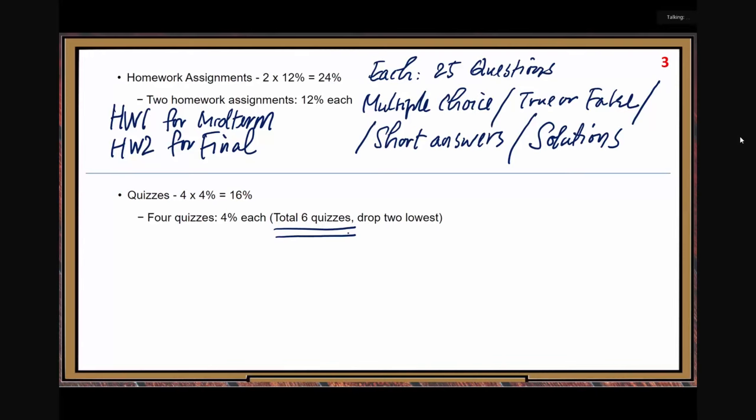Sometimes some students told me they didn't do well in 1 or 2 quizzes, so I allow you to drop your 2 lowest quiz scores. I only take the top 4. When I calculate your overall average, I select your top 4 quiz scores, each one 4%. Add them up, you get 16% of this class. Homework assignments, each one 12%, 2 is 24%. Combined, these 2 types are 40% already. So 2 plus 6, you have 8 assignments.